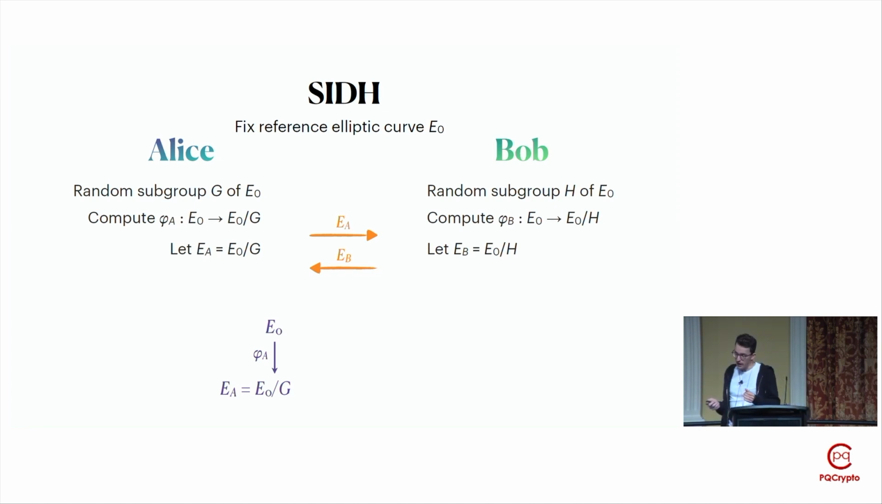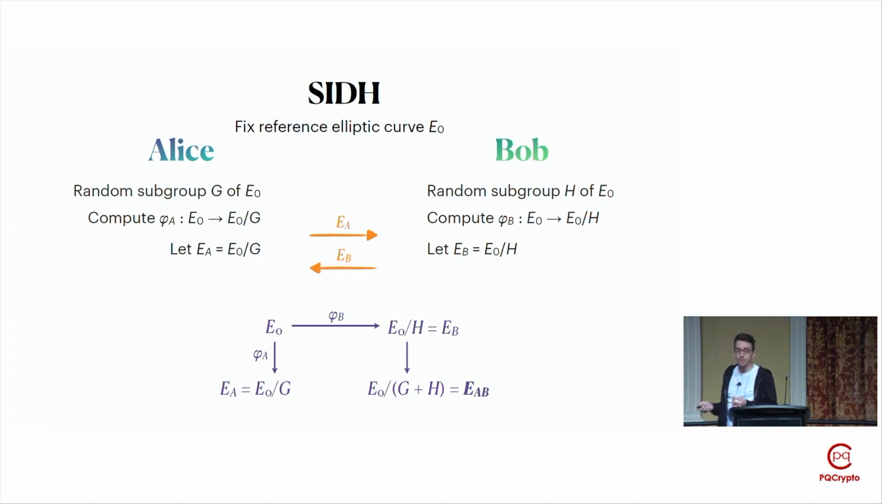Now, what could Alice do? Alice has received the quotient of E0 by H, and she knows G. So maybe she can quotient further by G. And quotienting further by G would mean quotienting by the group generated by G and H. If you first quotient by H and then by G, you get to the quotient by the subgroup generated by G and H, written G plus H. And she calls that EAB.